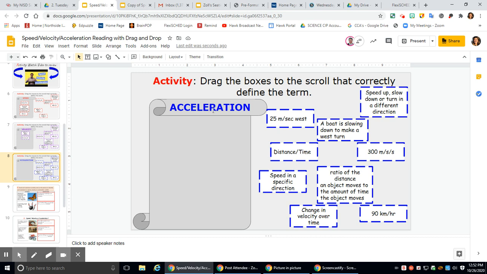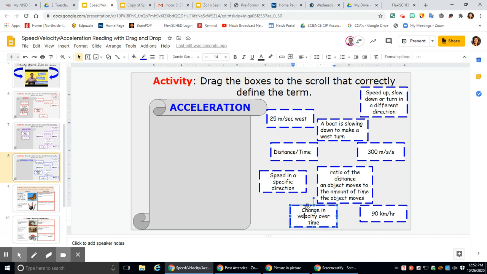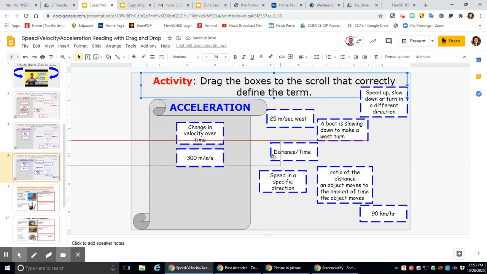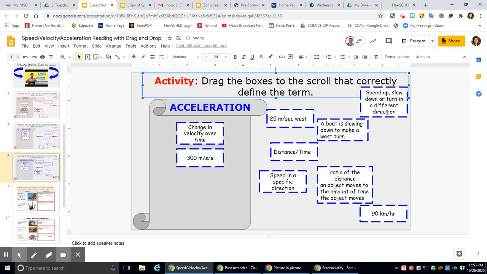Let's go to our acceleration now. Acceleration is when we're going to change our speed or change our direction or change our speed and direction. So, change in velocity over time, yes, because we would be changing our direction over time. 300 meters per second, that would be meters per second squared. It's an example of acceleration. To speed up, slow down, or turn in a different direction.